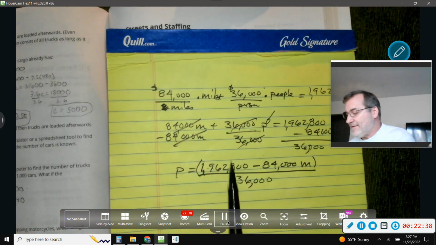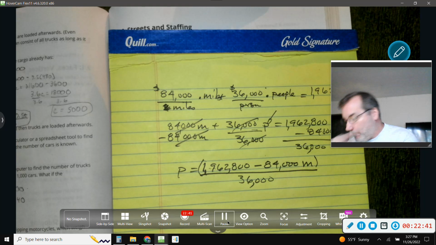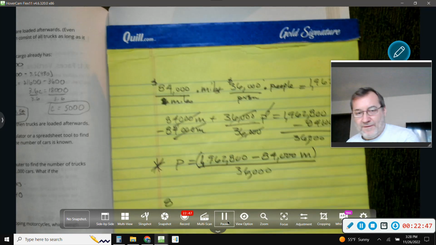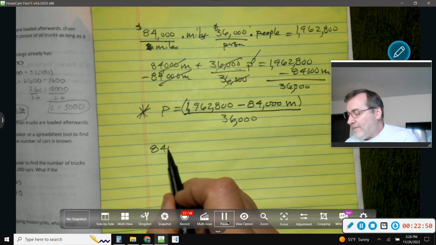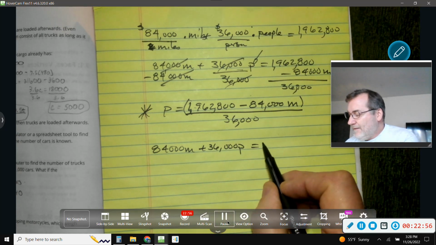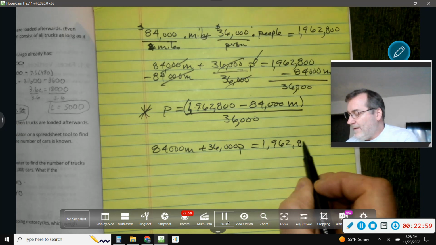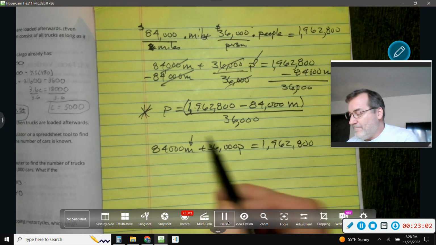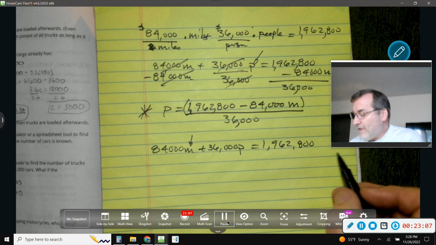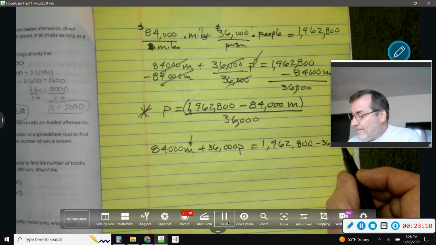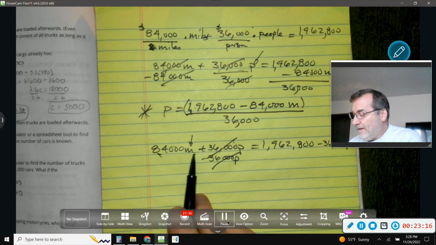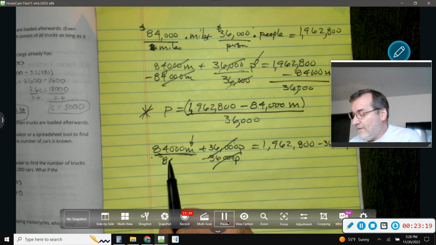Solve for M. So we want to take the same equation now. We want to take it and solve it for M. All right. So we're going to solve for M. Let's start with 84. Let's put a little asterisk right there. Come back to that. 84,000 M plus 36,000 P equals 1,962,800. I want to solve for M this time. Right? So first thing I have to isolate using addition and subtraction. That means I got to subtract 36,000 P from both sides. Cancel, cancel. And then I got just this, so I'm going to divide by 84,000.